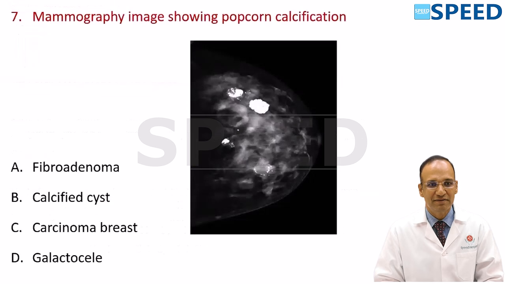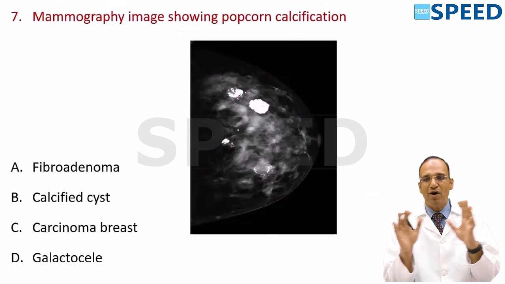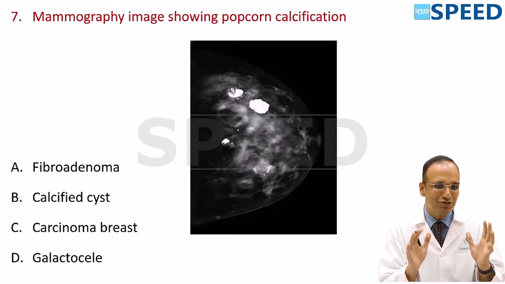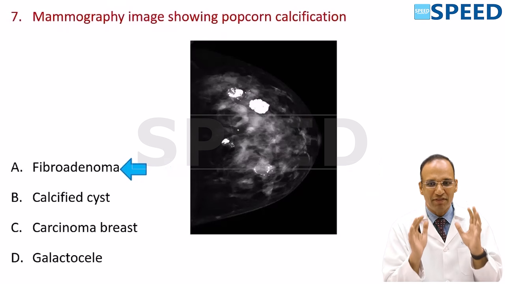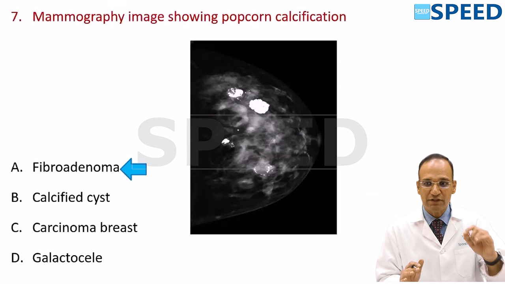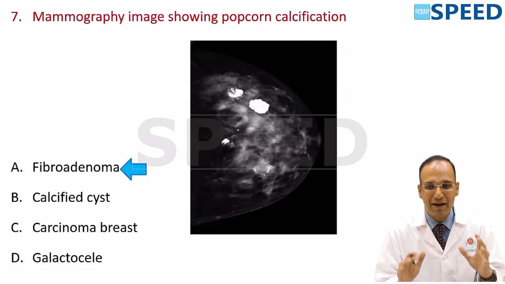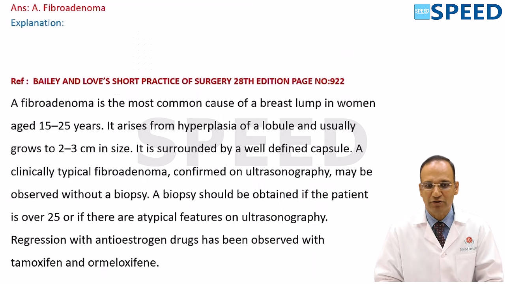Okay. Next. Mammographic image shows a popcorn calcification. The popcorn calcification is a typical feature of a fibroadenoma, one of the most common benign tumors or benign lumps in the breast. Popcorn calcification. Popcorn calcification in the lung, suppose they ask you, it's called hamartoma. So fibroadenoma is also called a breast mouse. It can be diagnosed by an ultrasound and also by an FNAC. Clear? So one of the most common causes of a breast lump, benign in nature.